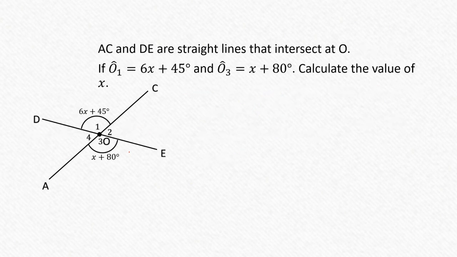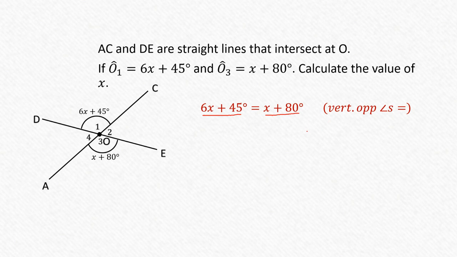Oh, there's another one. Right. AC and DE are straight lines that intersect at O. So we're talking about intersecting lines. When you see intersecting lines, think about vertically opposite angles, or even complementary angles or adjacent angles on a straight line. Right, so O1 is given as 6x plus 45 degrees, angle O3 is x plus 80 degrees. And vertically opposite angles are equal, so we say these two are equal. Okay, you see, 6x plus 45 degrees is equal to x plus 80 degrees because they are vertically opposite angles.